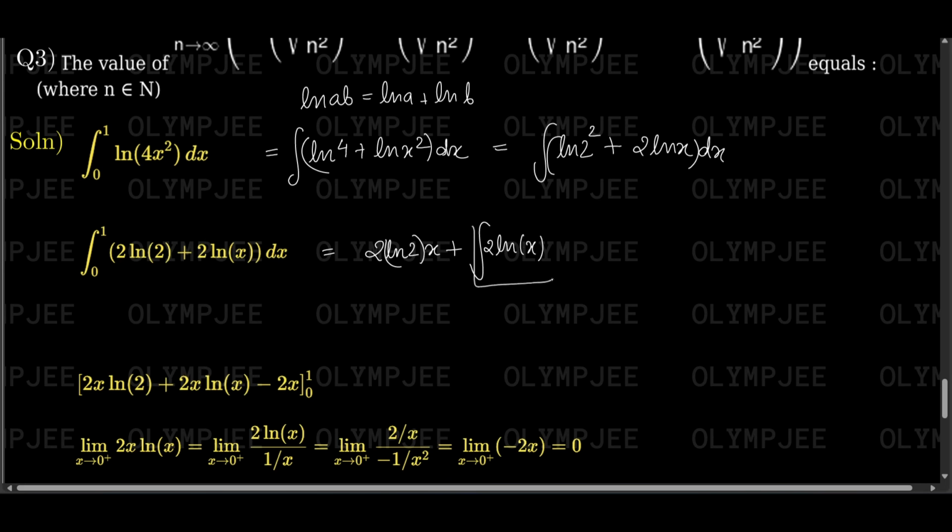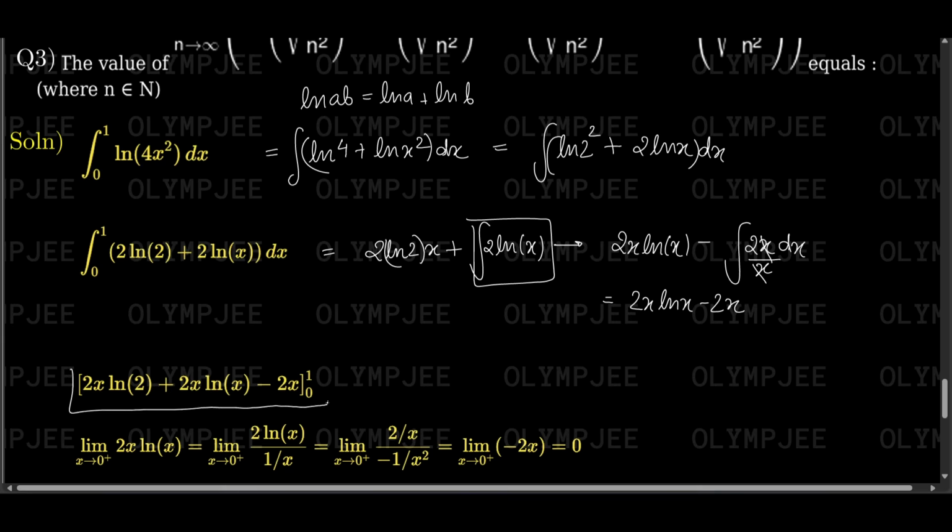Now let us see how we will solve this. If we consider 2 as the first function and ln x as the second function, we will get 2x ln x minus integral of 2x by x dx, which will give us 2x ln x minus 2x, and we will combine it with 2 ln 2 x. So we will finally get this, and we need to put the limits. So first we put 1, so 2 ln 2 plus this will become 0, and this will become minus 2. Then we need to put 0 here, so this will simply become 0.